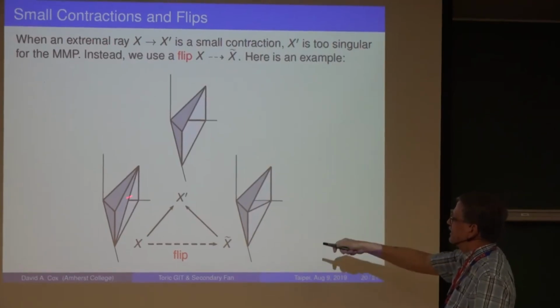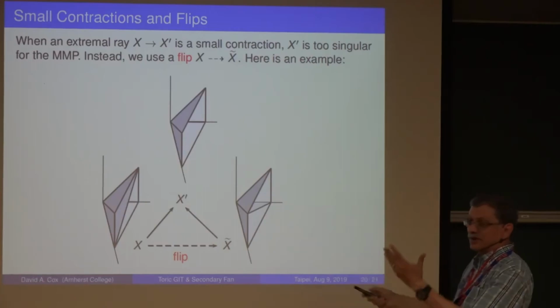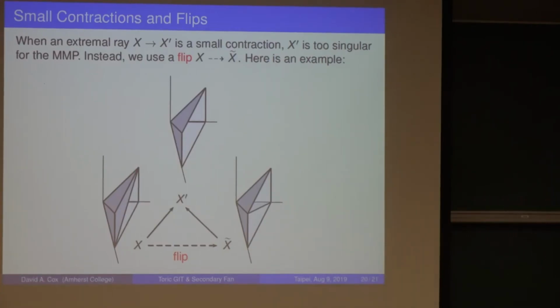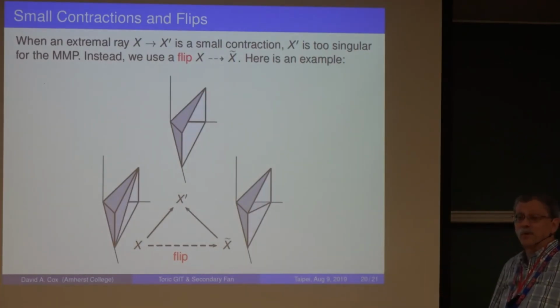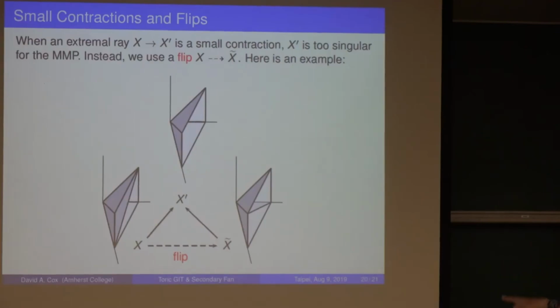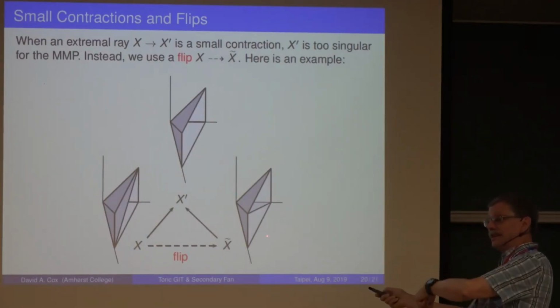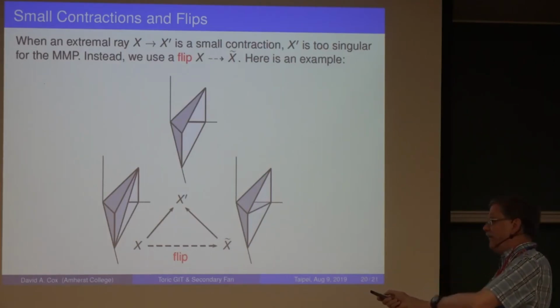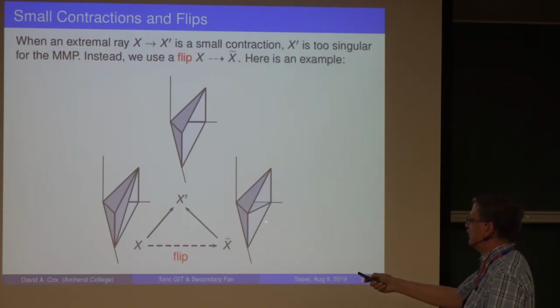When I try to make the small contraction, well, that means I remove it and collect it. I get that. There's our favorite toric variety appearing yet again. But it turns out that this is too singular for the minimal model program. So what the minimal model program does is they use a flip, and that's where they go to an adjacent Neff cone in the secondary fan. They go to an adjacent Neff cone, and so they take this and replace it with that.